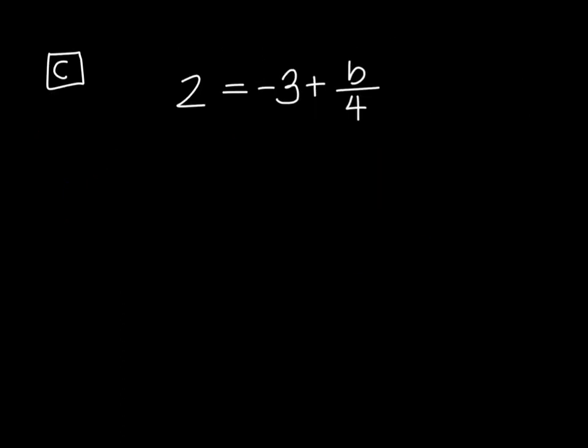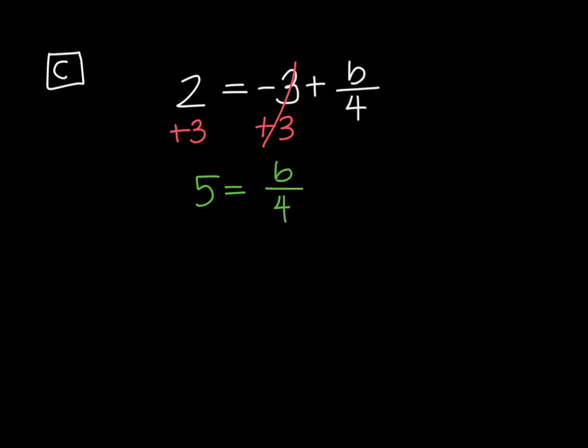All right, some people get freaked out because you've got a fraction here, but it's really not as bad as you might think. So on this, again, these are attached, so they're the last thing we can deal with. That 4 is going to be a little more pesky to deal with. Think about it as it's attached to the b, and it's a little bit harder to get rid of. So instead, I'm going to get rid of this -3 first, and to do that, I'm going to add 3. That's going to give me 5 equals b divided by 4.